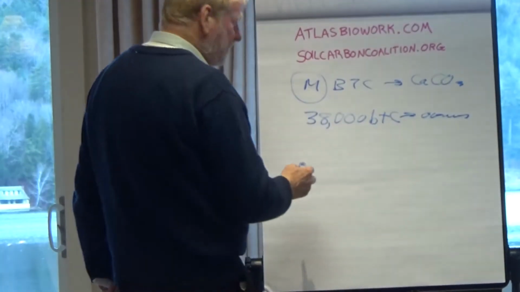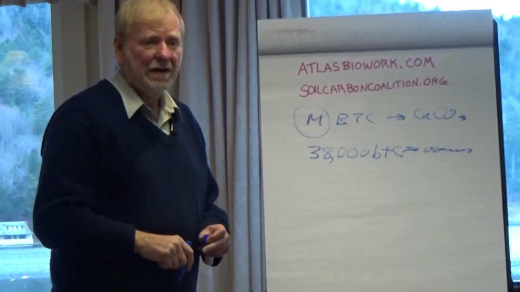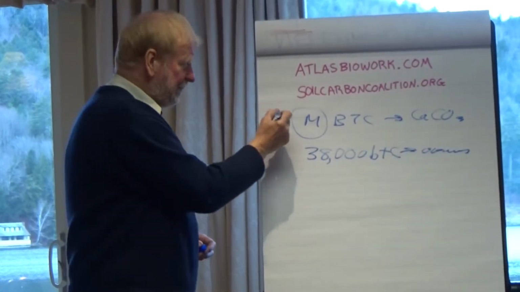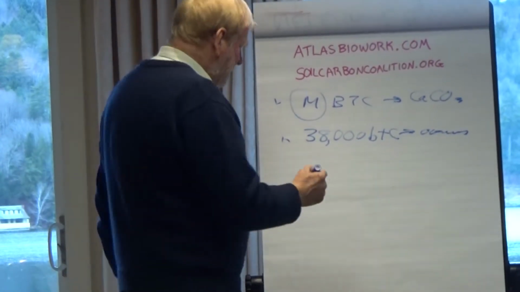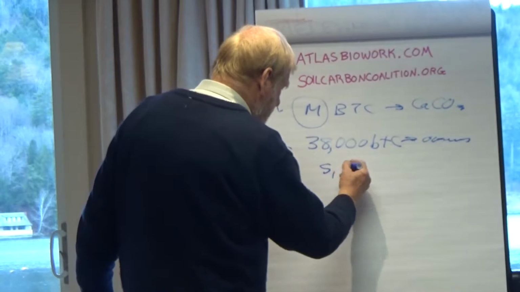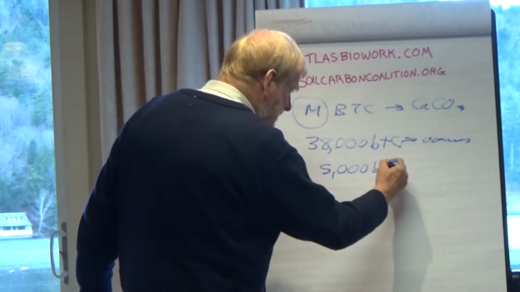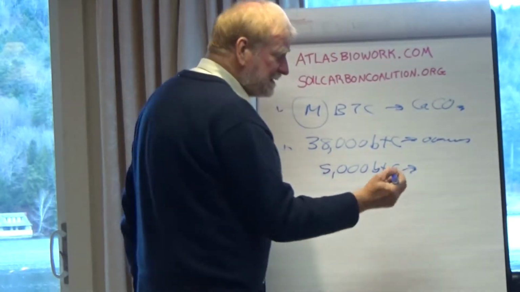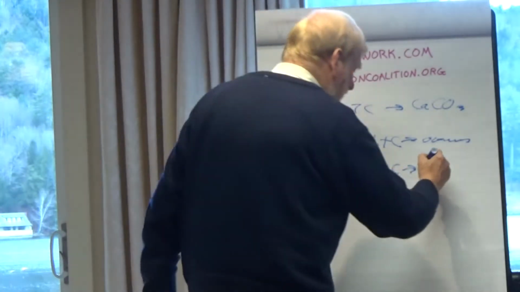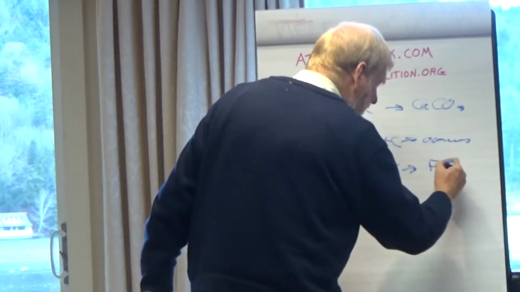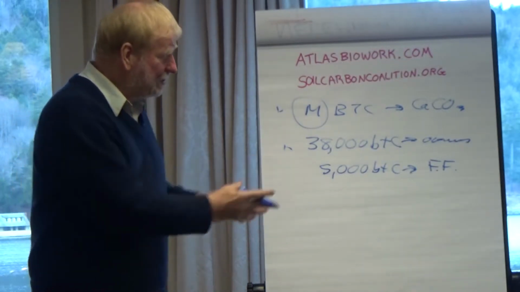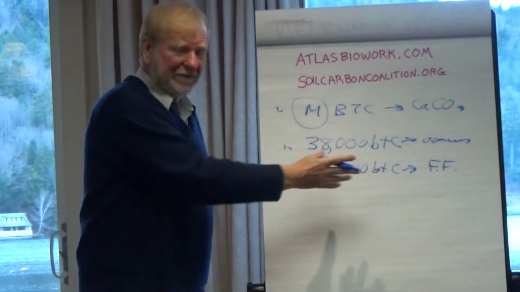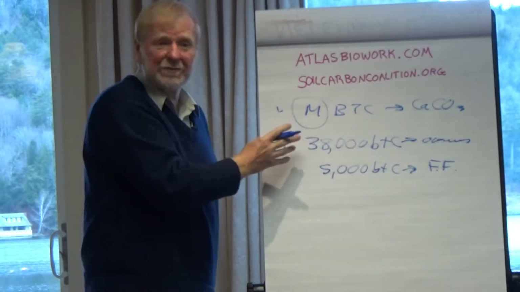There's 38,000 billion tons of carbon in our oceans. And that's not including the coral? No, this is additional, plus. And there's about 5,000 billion tons of carbon that we've put into our fossil fuels. That's our coal, brown coal, gases and oils. And that's all been done by life. This is just simply a chemical absorption.